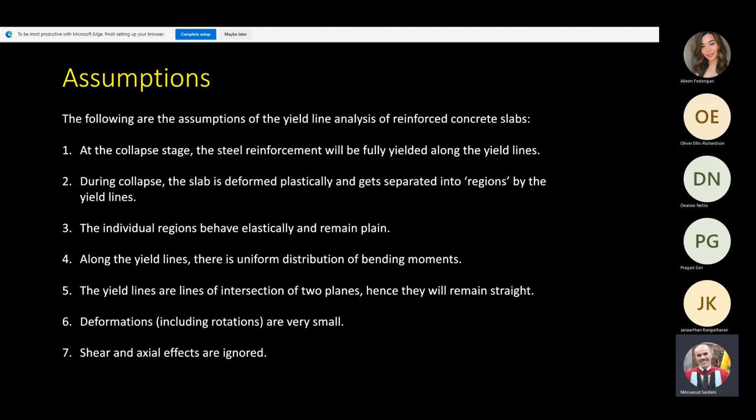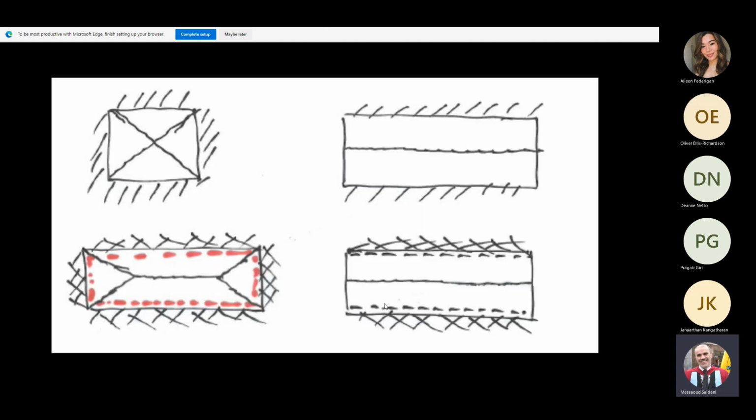So the shear and axial effects are ignored. I mean, there would be some effect, but what we say is that the slab behavior is governed by the bending moment, okay? And we ignore the contributions from the shear and axial forces. I just want to cover some examples, okay?